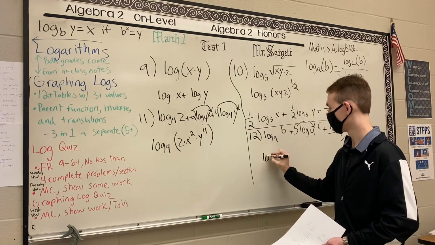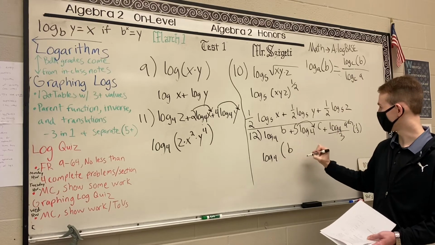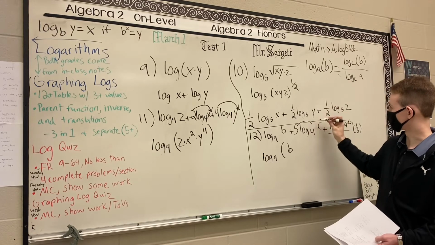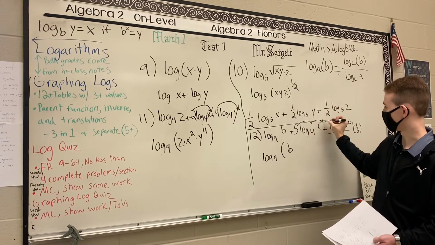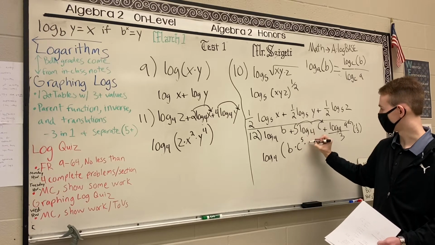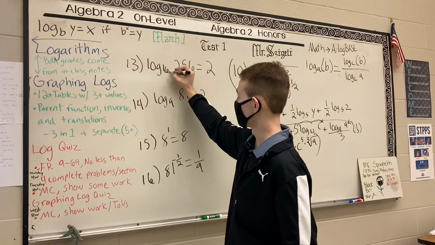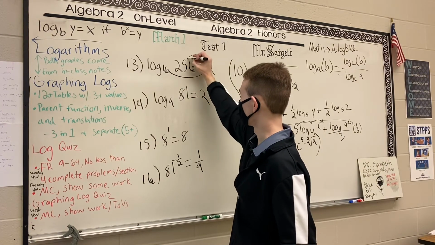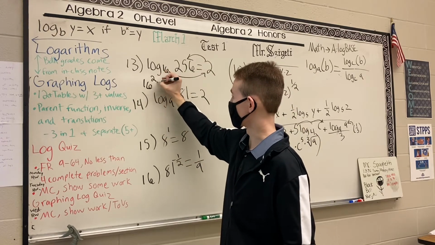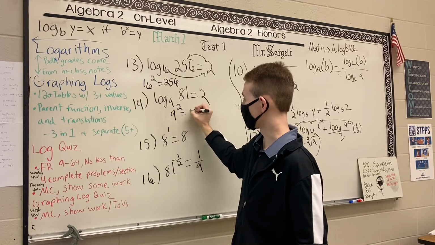So we have log base 4 of b, and then we have, technically that's supposed to go to the variable, sorry. So b times c to the 5th times the cube root of a. Base to this power gives us this, so we just write it as that. 16 squared is equal to 256. 9 squared is equal to 81.